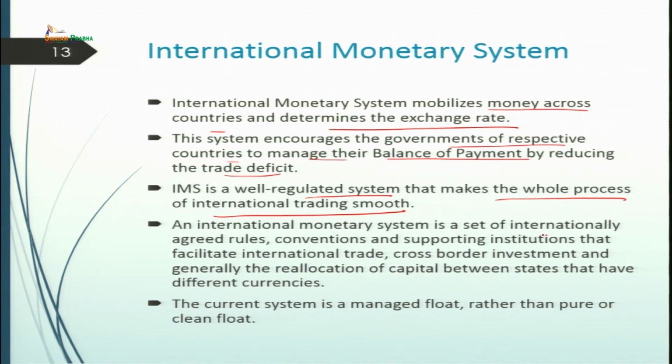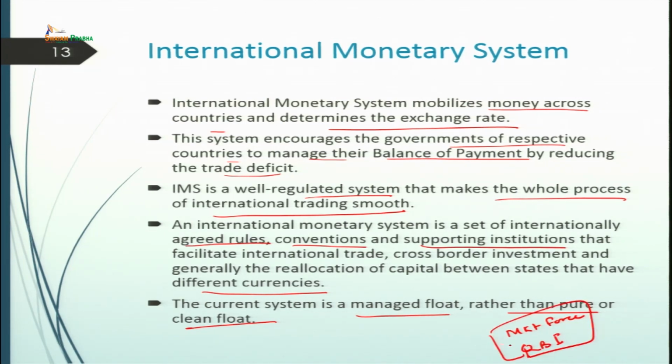The international monetary system is a set of internationally agreed rules, conventions and supporting institutions that facilitate international trade and cross-border investment. Generally, the reallocation of capital between states that have different currencies also becomes possible. The currency system is a managed float rather than a pure clean float. In our country, we have market forces and RBI control. We have a managed float currency system.